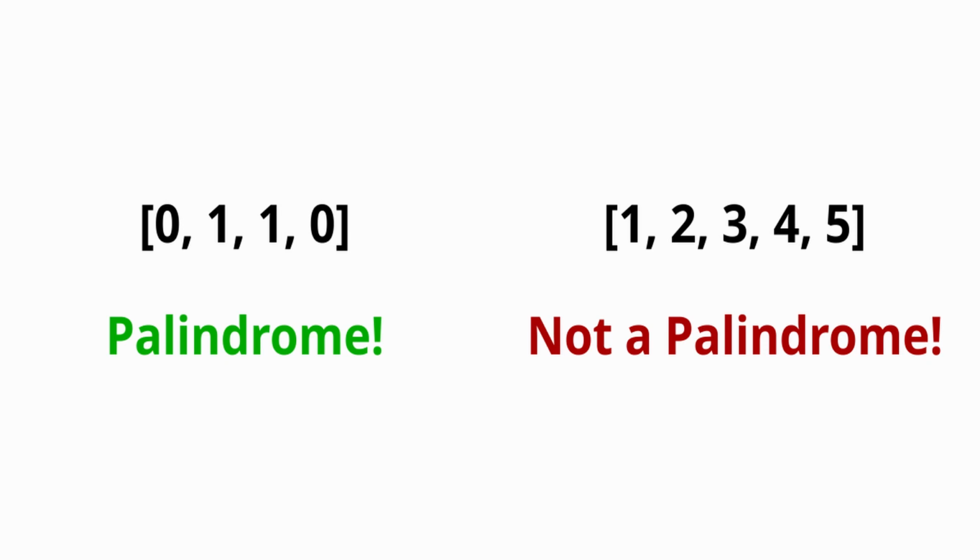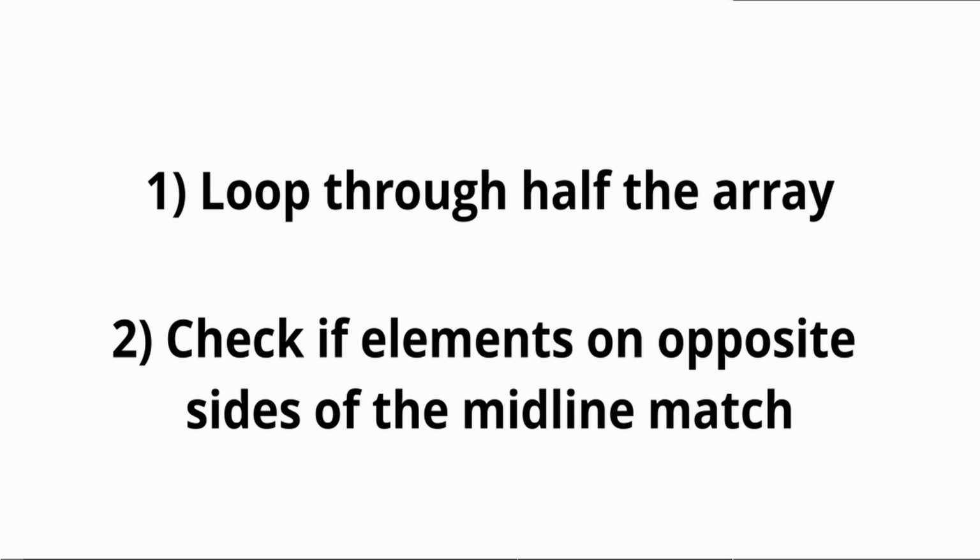An array is a palindrome when the terms of the array are read the same from left to right and right to left. As an example, take this array. The array is a palindrome as it reads the same from left to right and right to left, but an array consisting of the terms 1, 2, 3, 4, 5 is not a palindrome because it does not read the same from both directions.